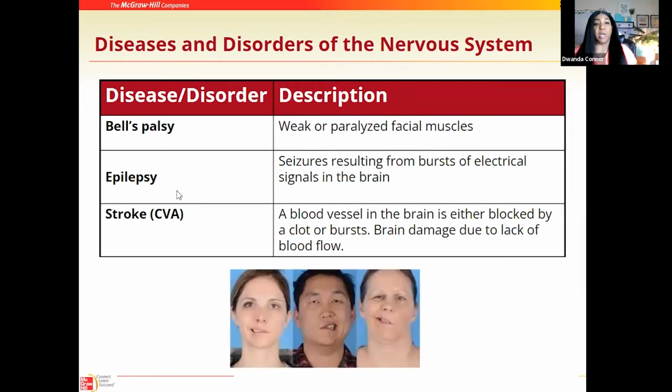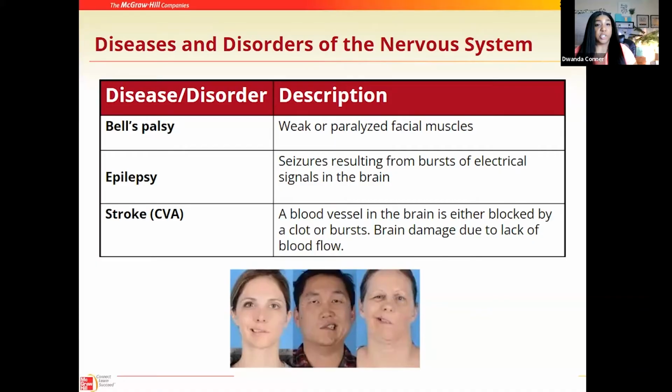Bell's palsy is what you see in the photograph here. And Bell's palsy, also part of the nervous system, can be caused by various reasons. It's also linked to pregnancy, stress, causes weak or paralyzed facial muscles, and it's temporary. So as long as that stress is a factor, we typically see the Bell's palsy occur. Once that stress is reduced, so is the paralysis within the face.